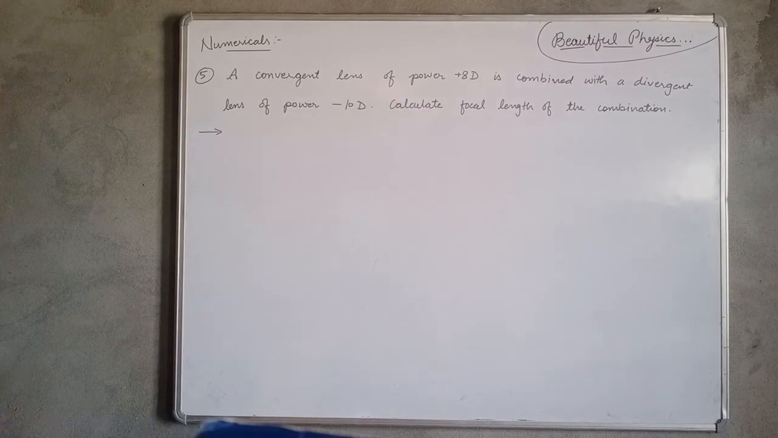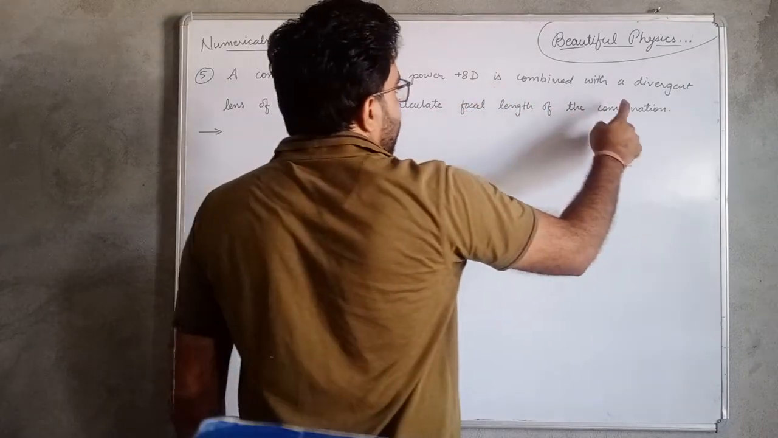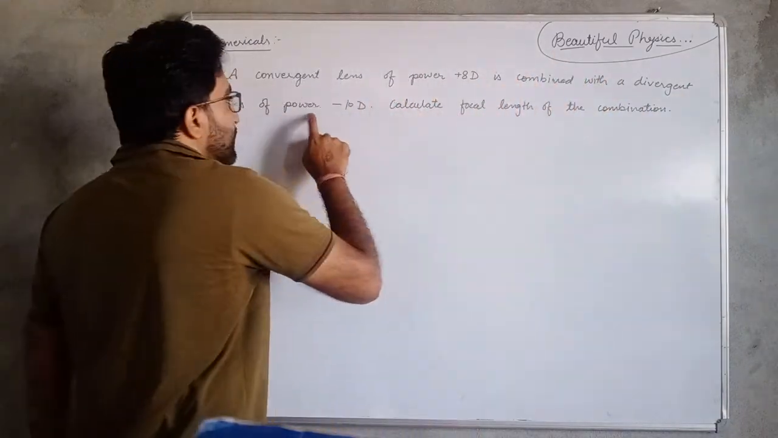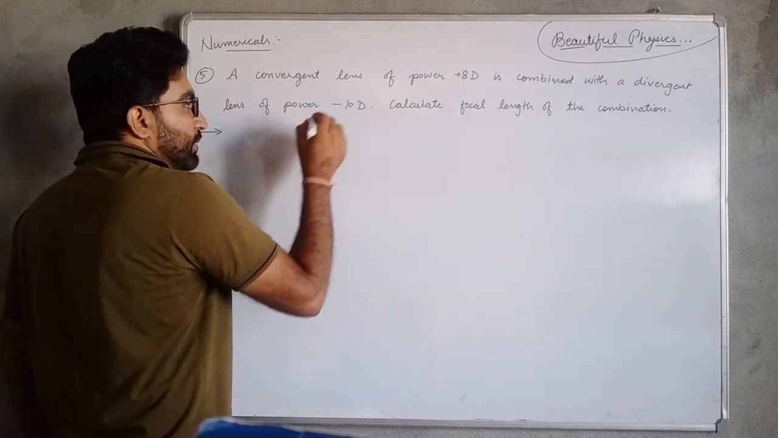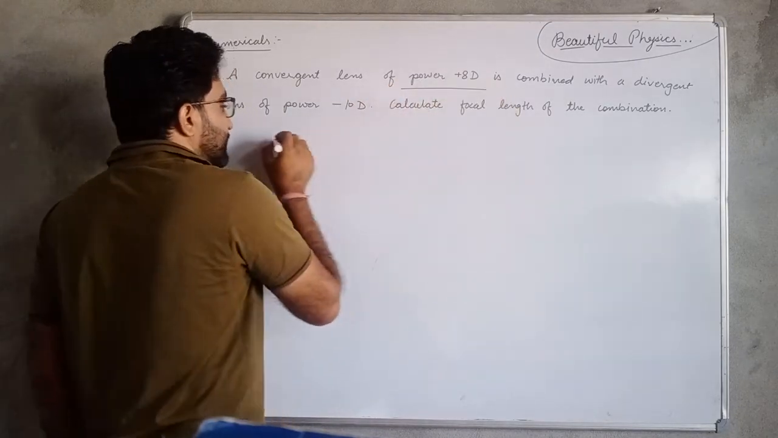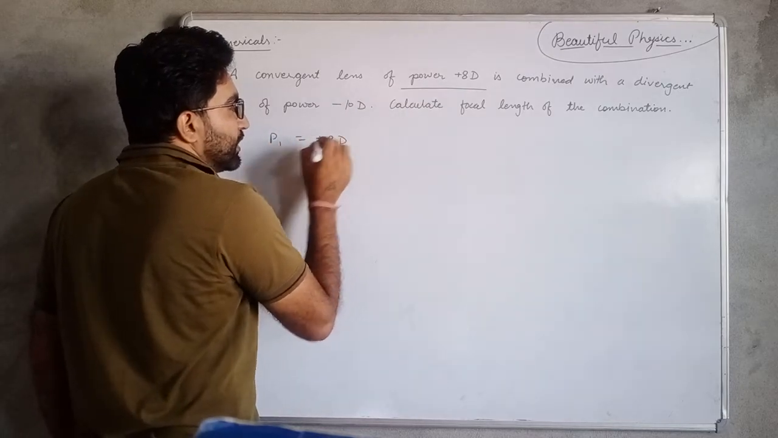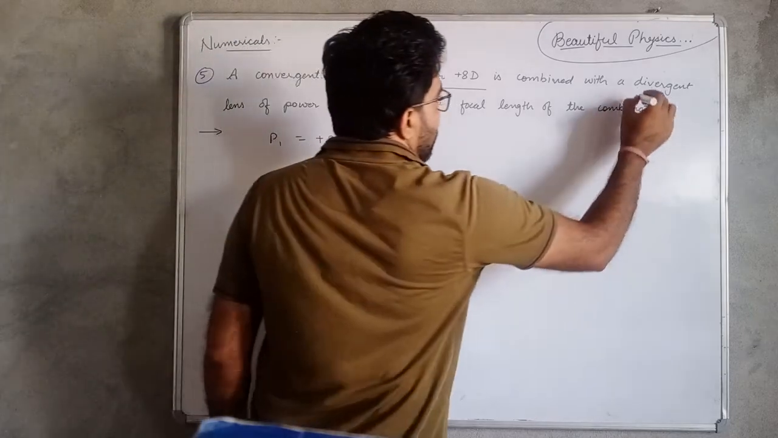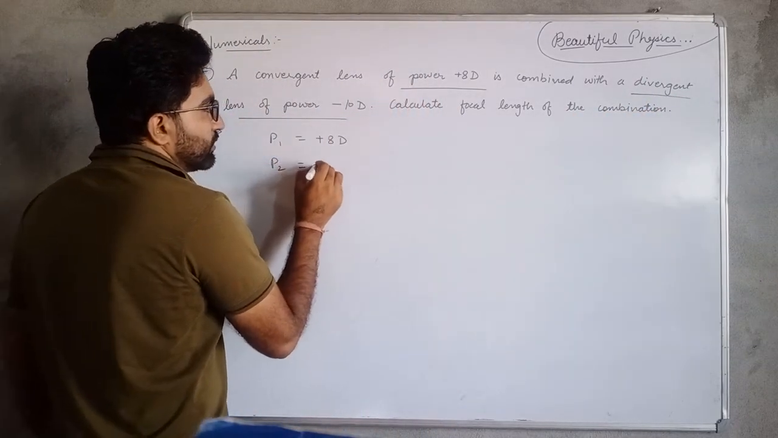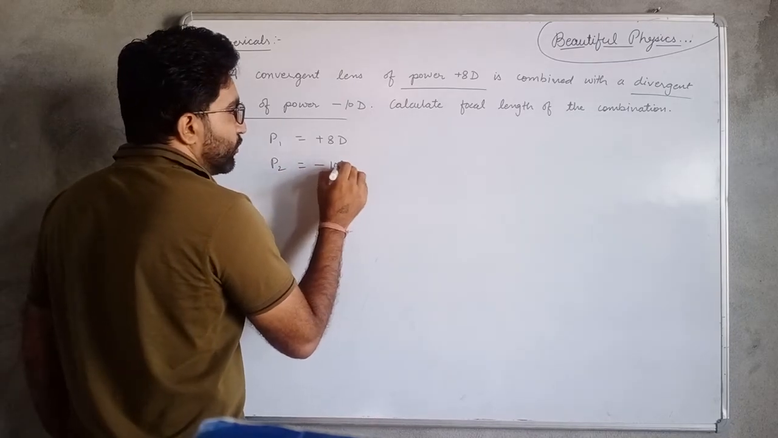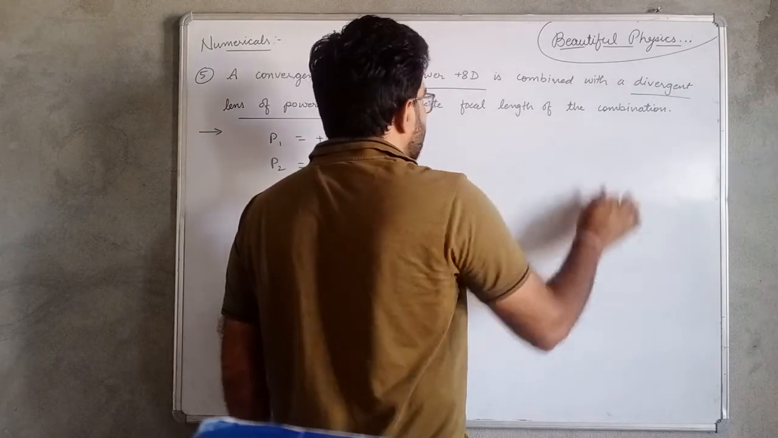Our next question is, a convergent lens of power plus 8 diopter is combined with a divergent lens of power minus 10 diopter. Convergent lens means the convex lens. Suppose the power of the convergent lens is represented by P1 is equals to plus 8 diopter, and the power of the divergent lens is represented by P2 is equals to minus 10 diopter. Then we have to calculate the focal length of the combination.